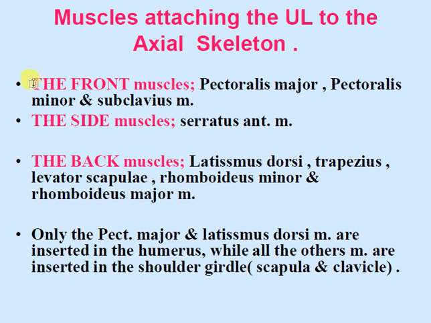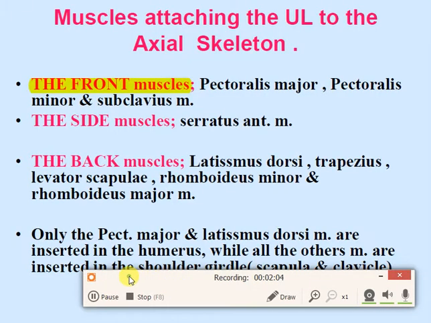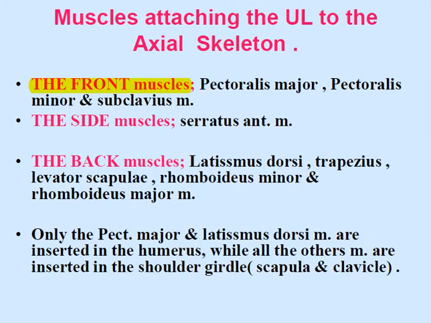Now, muscles attaching the upper limb to the skeleton. We have the front muscles, and in the front muscles we have the pectoralis major, the pectoralis minor and the subclavius muscle. Those are the front muscles. And then you have the side muscles. In terms of side muscles, you have the serratus anterior muscle. And then you have the back muscles.